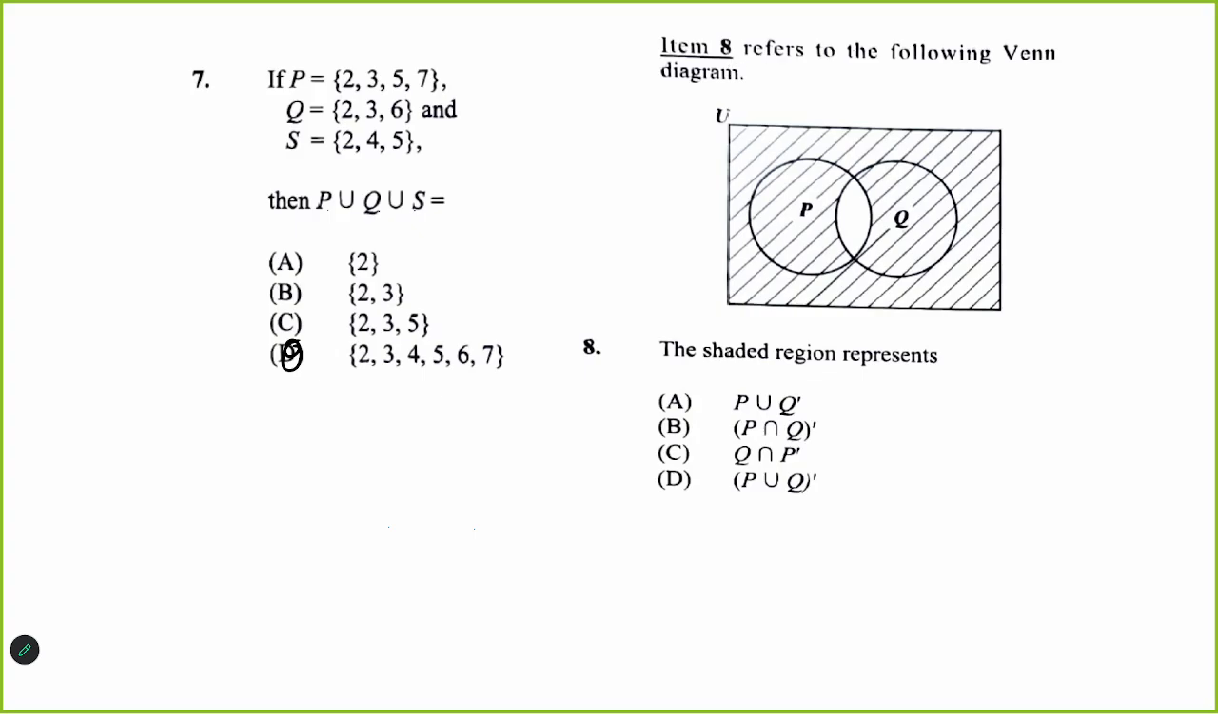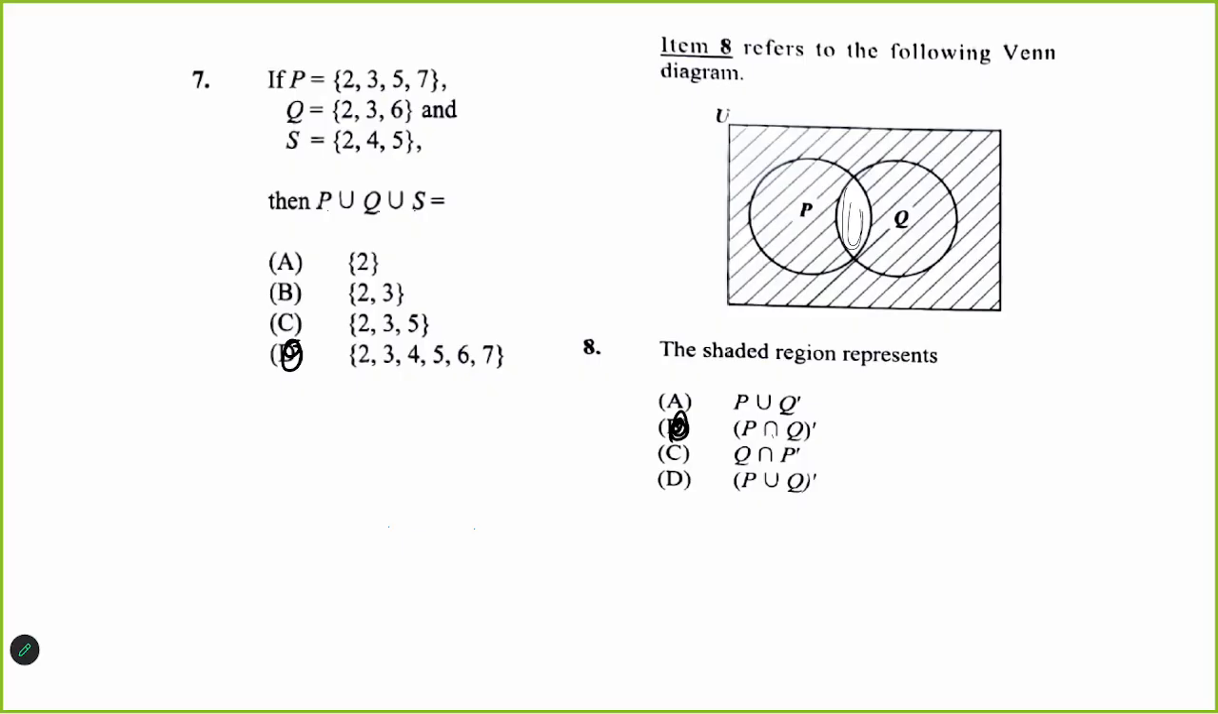Right? This one here, item 8, refers to the following Venn diagram. The shaded portion represents not just the union, but it will be all of this. Right. It would be this. P intersect Q. What does P and Q have in common? This area here. Everything outside of that. So it would be everything shaded outside of the intersection. So the answer is B.